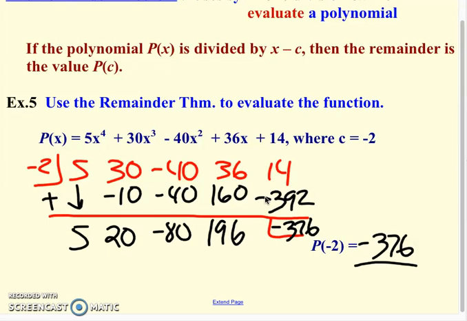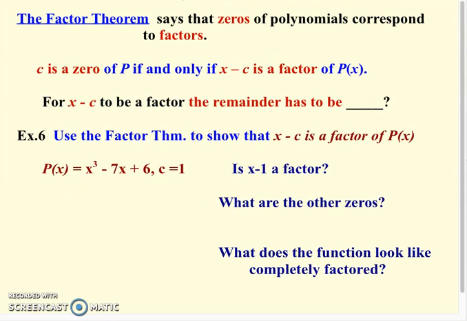For synthetic, one of its purposes is a means of evaluating. The other purpose we're going to talk about next is actually a way to figure out if what you have is a factor. So the factor theorem is a test. Basically, it's like saying, does your factor go in evenly to your function, just like when you're doing it with numbers. If you say 5 goes into 30 evenly, what you're really saying is there's no remainder.